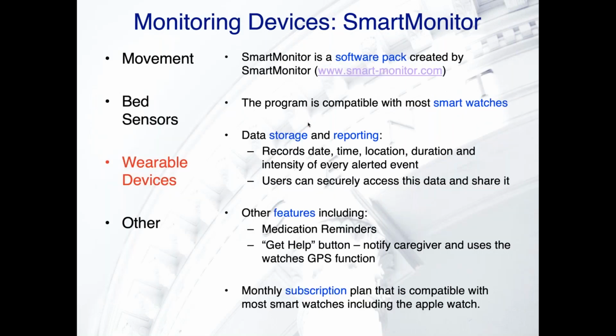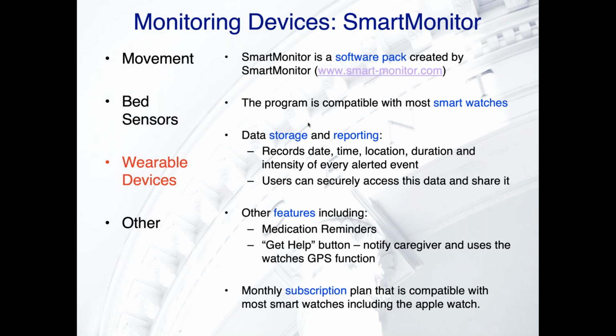One of which that was actually around beforehand was the Smart Monitor. Now, the Smart Monitor is actually just a software pack, and the software pack will sync with most smart watches. So it'll sync with the Apple Watch or the Samsung Watch. And it has a data storage and reporting ability. It'll record the date, the location, and the duration of any sort of abnormal movement that it detects. Now, you can access that data yourself. You can also share that data with other individuals.